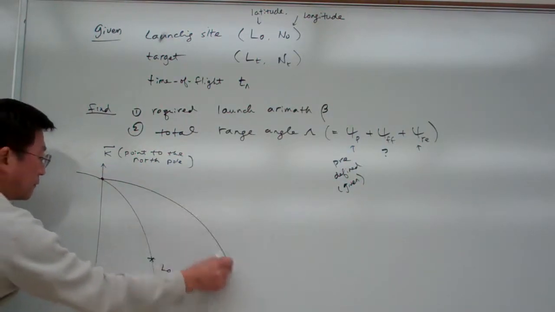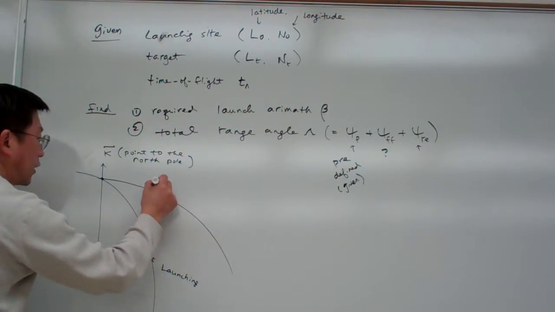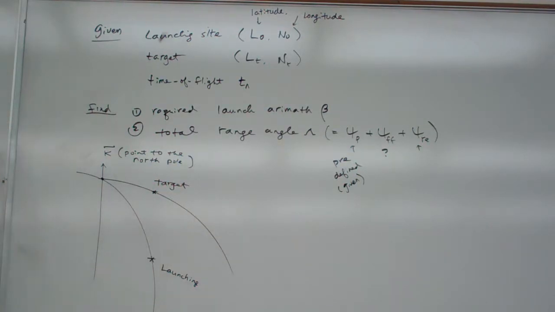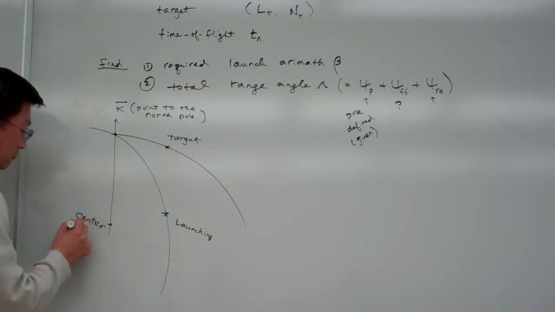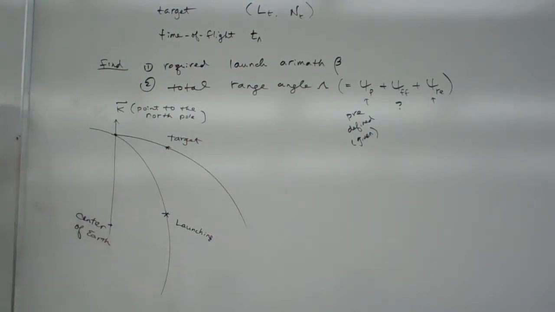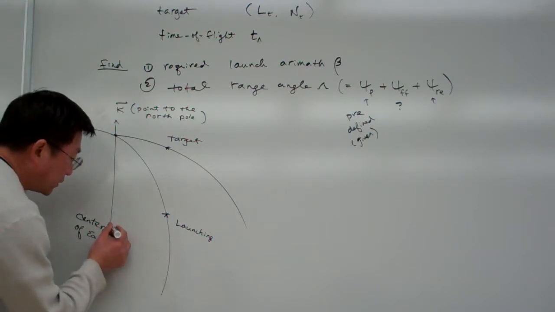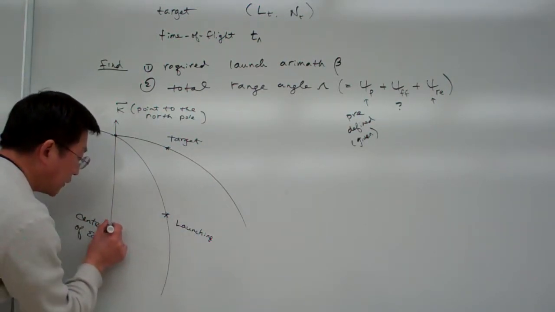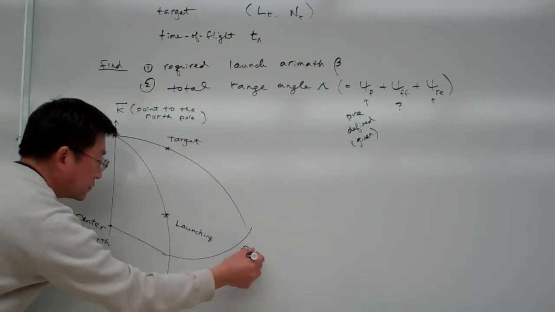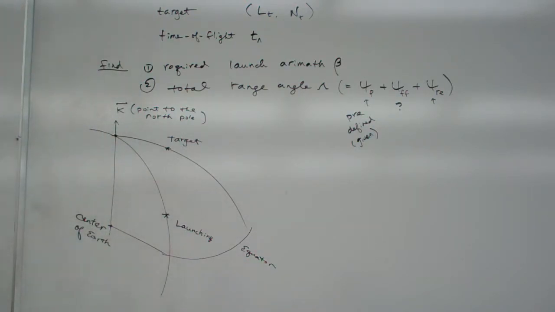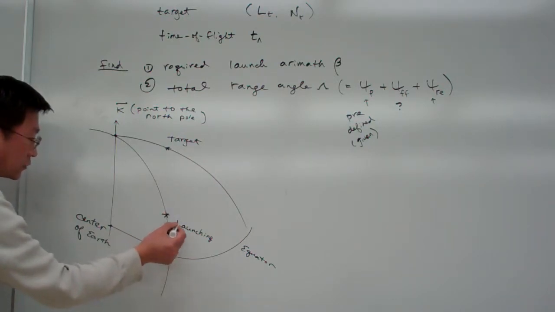And another, this is the target. Right now I'm drawing on the surface of the Earth, and they have different latitudes here. So basically this is the center of the Earth. Here we can make one, so this is the equator. Not that important, but I just want to show you the things.